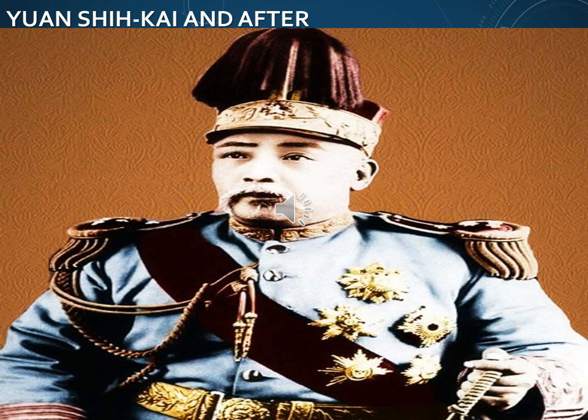Yuan Shikai and after. When Dr. Sun Yat-sen was elected as the provisional president of the new Chinese Republic, Yuan Shikai, who had served as a minister in the Manchu administration, had full control of the modern army in the north. So he set up a republic in China. The unity of China under Yuan Shikai lasted for 4 years.